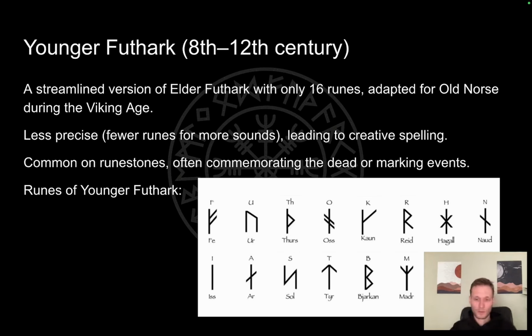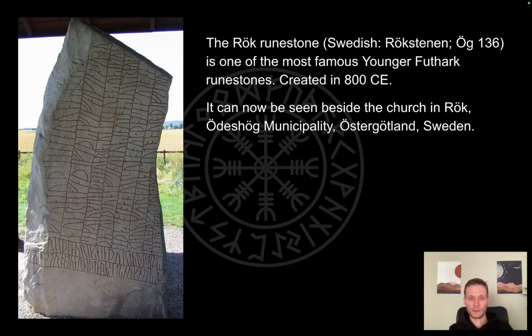Also there are rune stones with this alphabet. If you talk about Viking runes, I guess the Younger Futhark are the Viking runes, but the Elder Futhark is actually older than the Viking Age and even the Norse tradition itself. This alphabet also has some notable runic artifacts, for example, the Rök runestone. It's one of the most famous Younger Futhark runestones. It was created in 800 CE, and it can be seen in Sweden, beside a church in Rök in Östergötland.